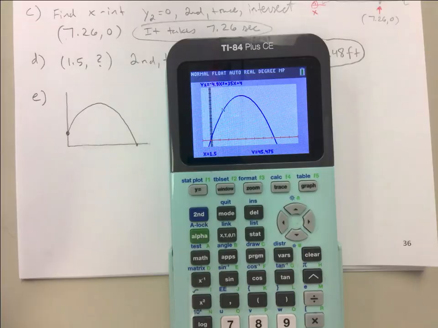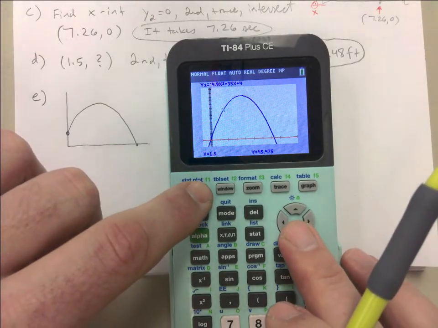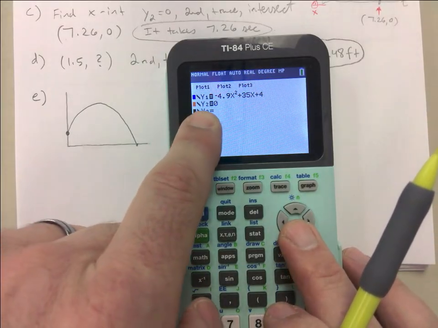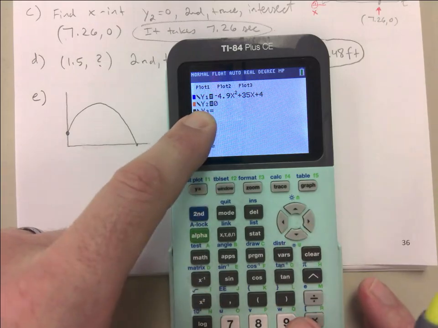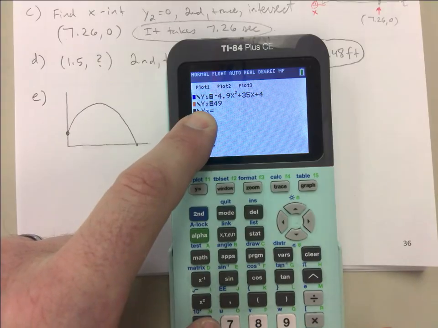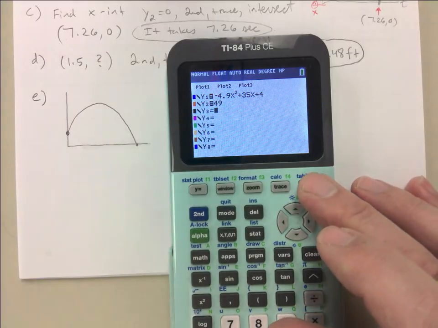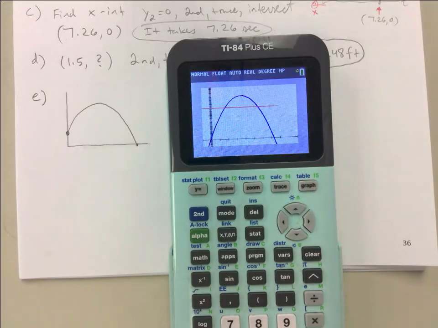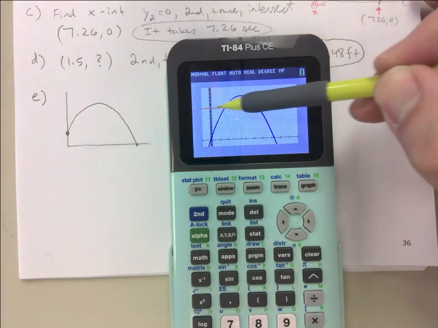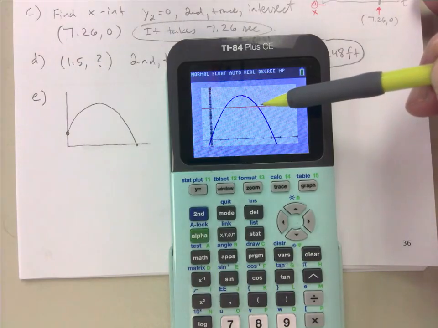So I'm giving you the height, right, of 49. So let's go to y equals, and what are we going to type into y2 in this case? We're going to type in 49. And watch what happens. If you hit graph, that is your 49 line exactly, okay?